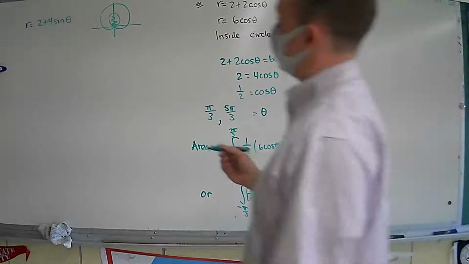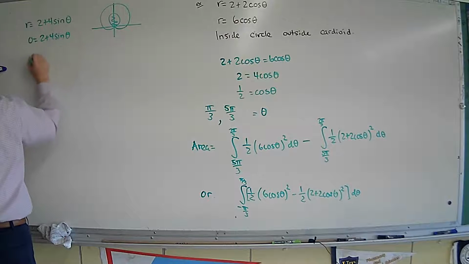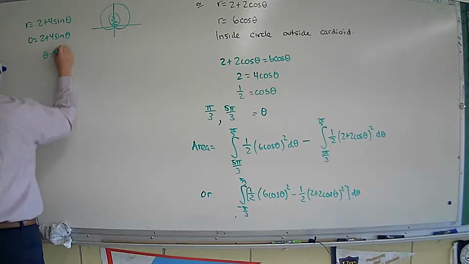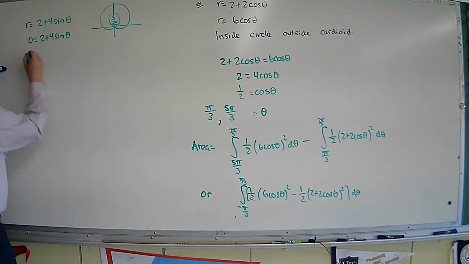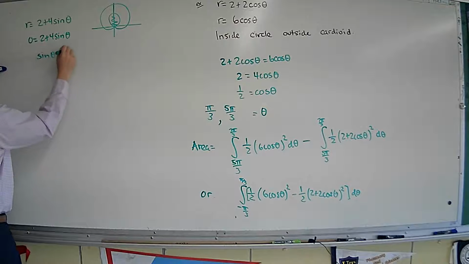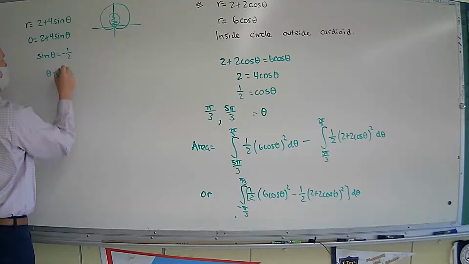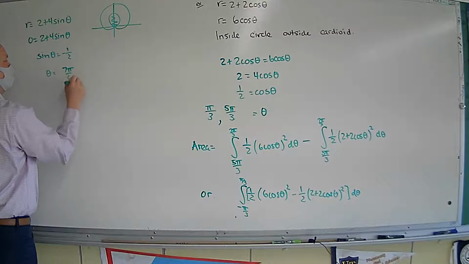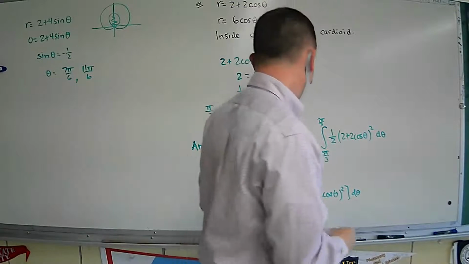So we've got to find the values of theta that will trace out that inside loop. Well, we set r equal to 0. And you end up getting sine theta equals negative 1/2. So what quadrants is the sine negative in? Third and fourth. So it's the pi over 6 family in the third and fourth. So that's 7 pi over 6 and 11 pi over 6. Those are your bounds that you'll use.